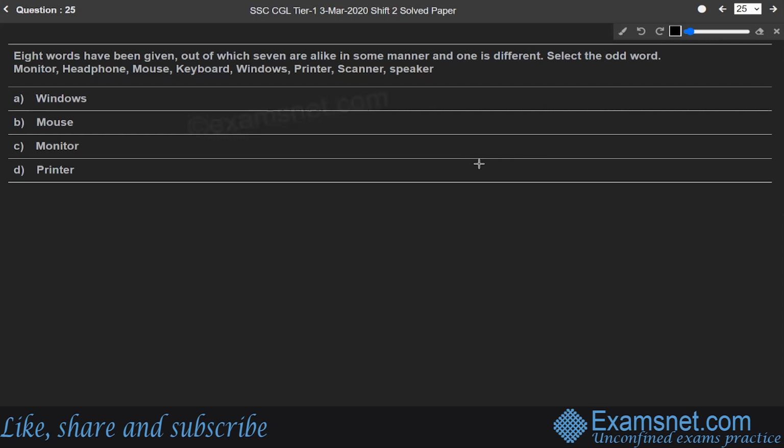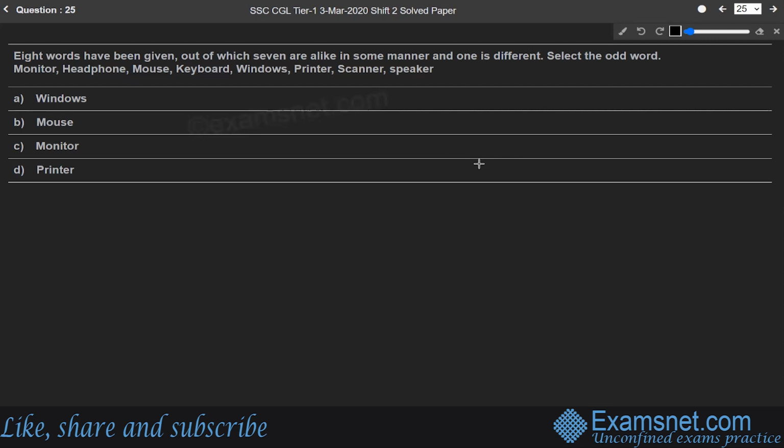Next is Windows. What is Windows? Windows is an operating system that is designed by Microsoft. It is not an output device. Next is printer. Printer is an output device that accepts the text or graphic output from a computer and then transforms all the information to a paper.